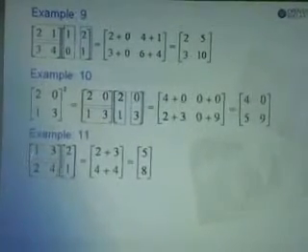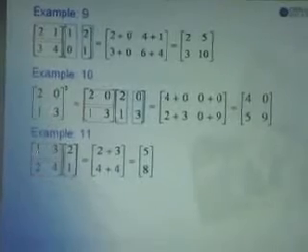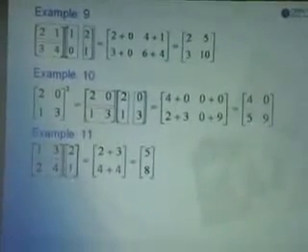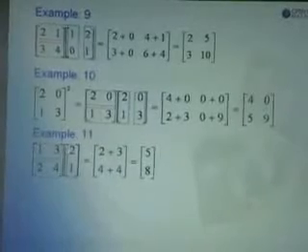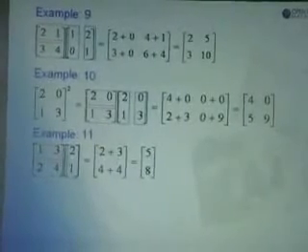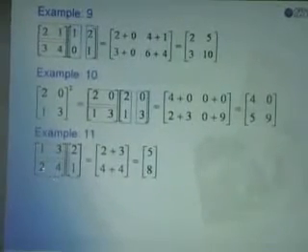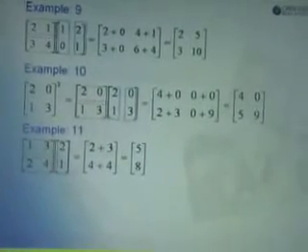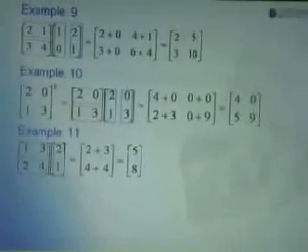In example 11, we have the matrix 2 by 2, and the second matrix is 2 by 1. So when we multiply, same rules apply. Take all the elements in the first row, multiply by elements in column. So 1 times 2 will give us 2, plus 3 times 1 equals to 3. Second row, 2 times 2 equals to 4, and 4 times 1 equals to 4. Simplify, 2 plus 3 equals to 5, 4 plus 4 equals to 8.